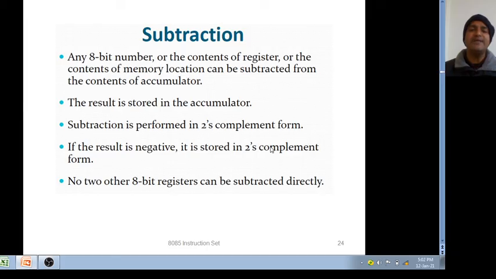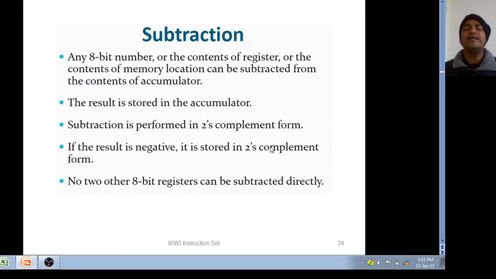And subtraction: in this, any 8-bit number, that is immediate data, or the contents of a register, or the contents of a memory location can be subtracted from the contents of the accumulator, and again the result is stored in the accumulator. You have to remember, subtraction is always performed in 2's complement form. It means if you are subtracting B from A, first it will determine the 2's complement of B, then it is added into A. If the result is negative, again it is stored in 2's complement form.